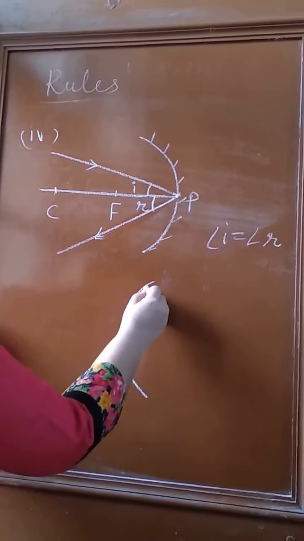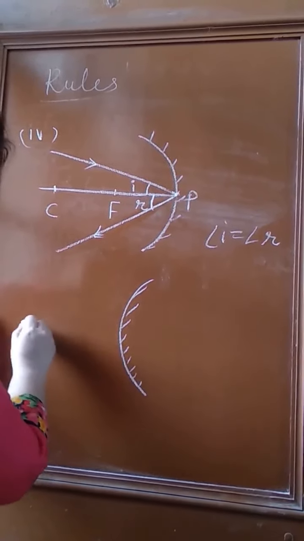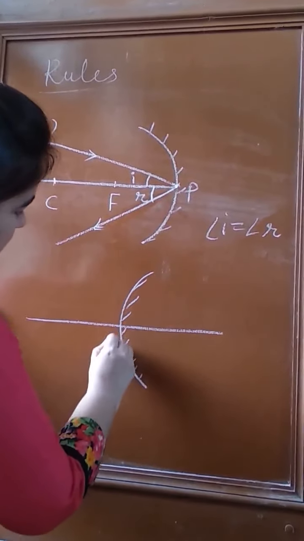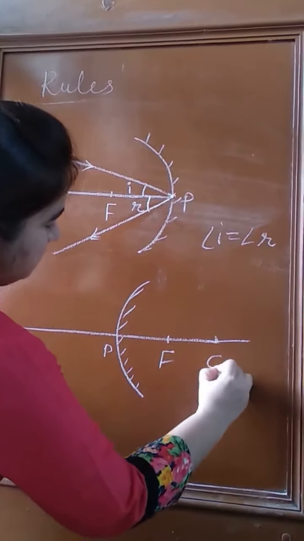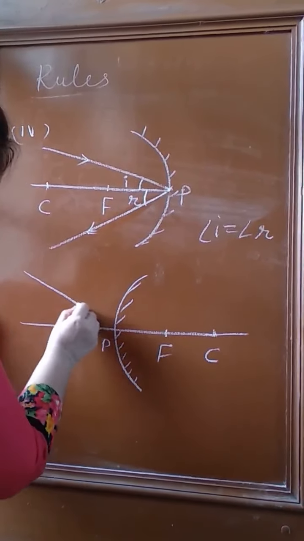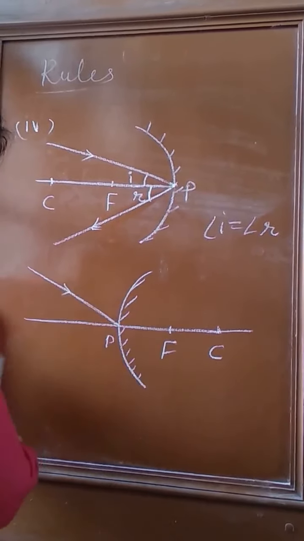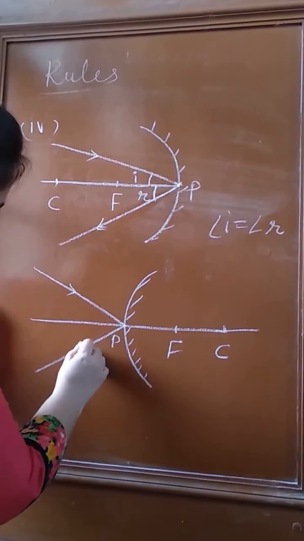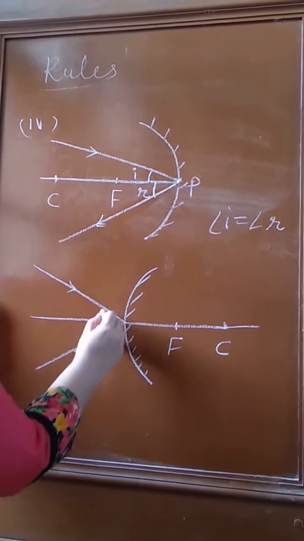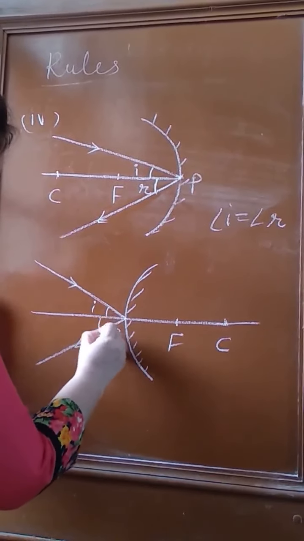Now in the convex mirror, with pole, focus, center of curvature, a ray incident obliquely on the principal axis at the pole goes along this path after reflection. Angle i is equal to angle r.